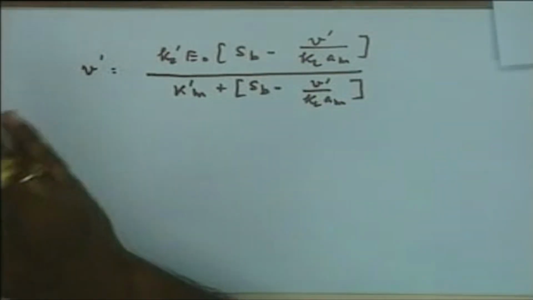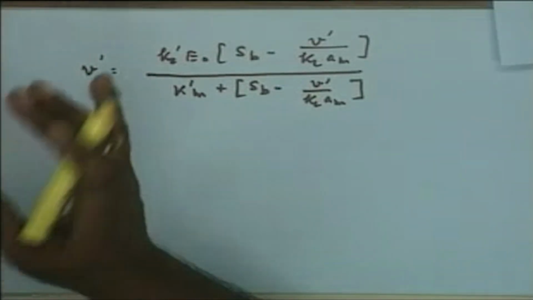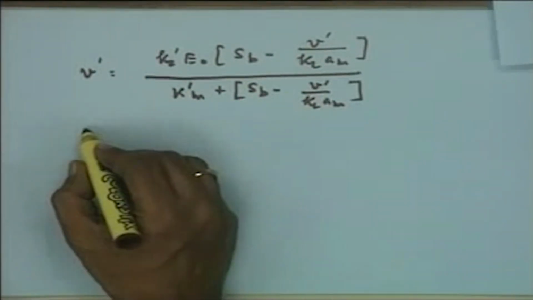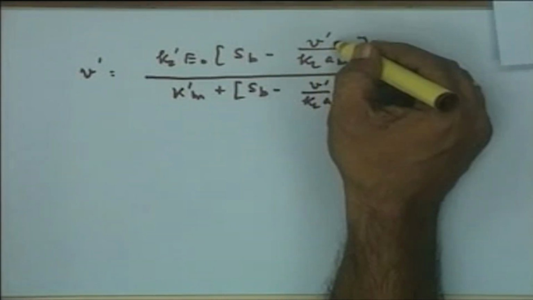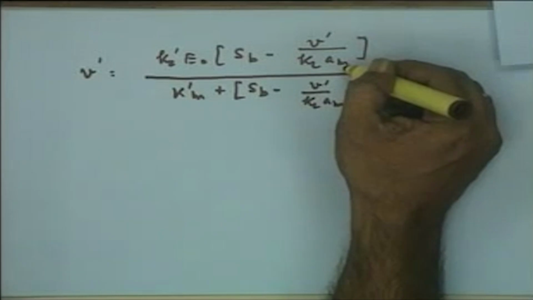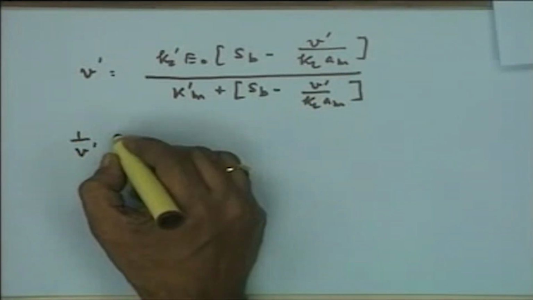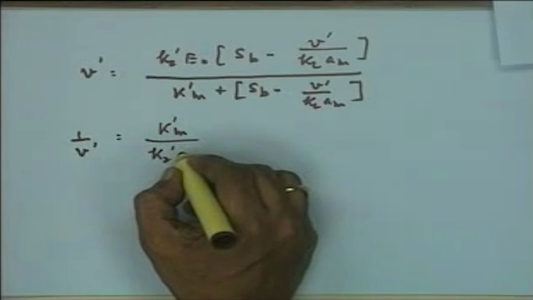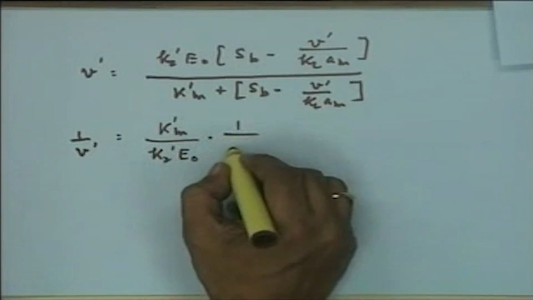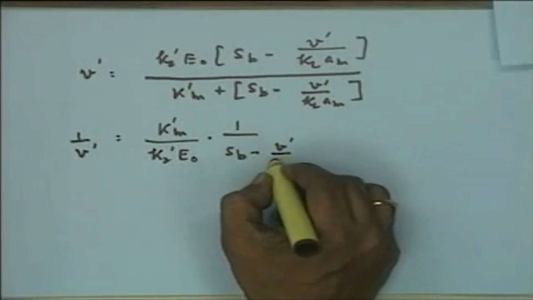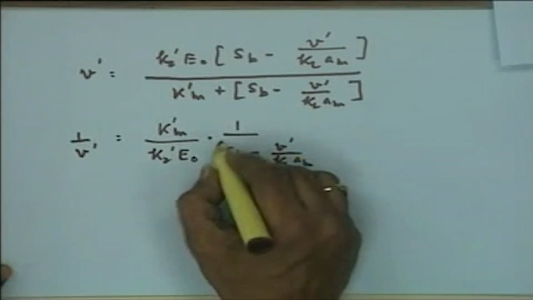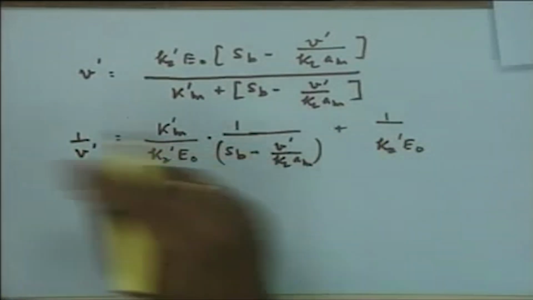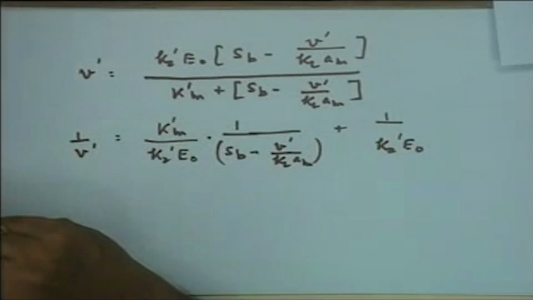The steady state rate of reaction will be given by this expression, and essentially SS will be equal to SB minus V dash upon KLAM, and therefore 1 upon V dash will be equal to K dash M upon K2 dash E naught into 1 upon (SB minus V dash upon KLAM) plus 1 upon K2 dash E naught. That gives you the 1 upon V naught.